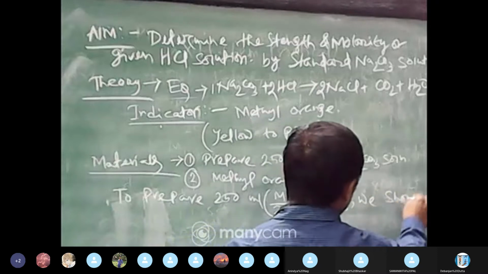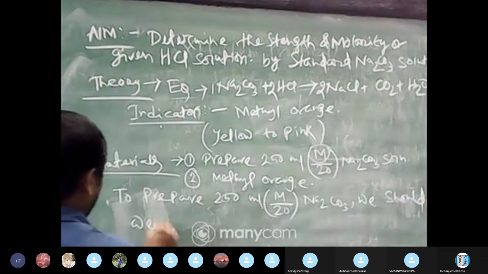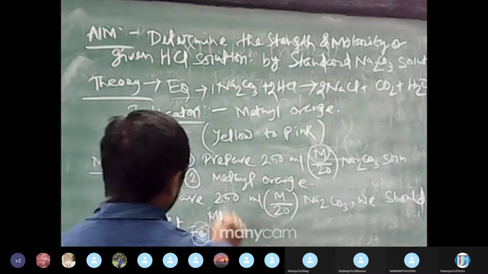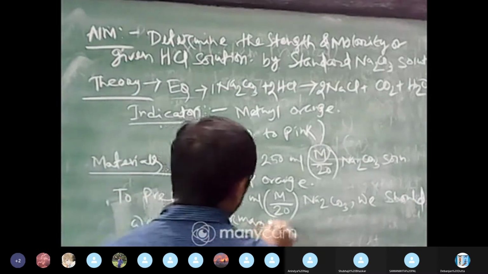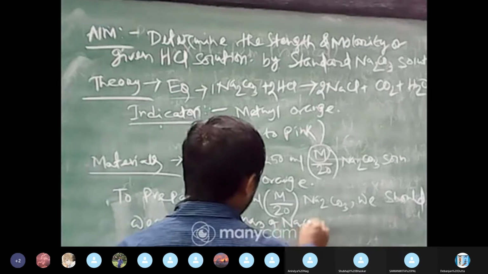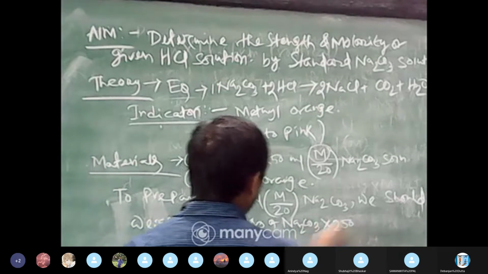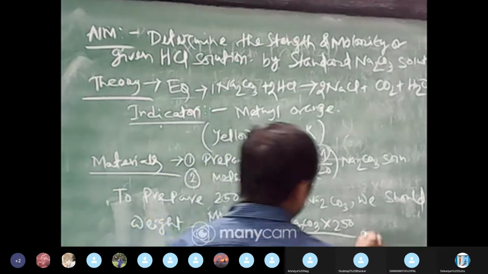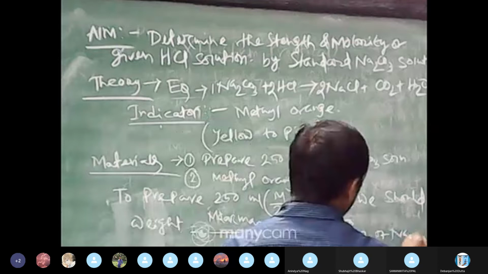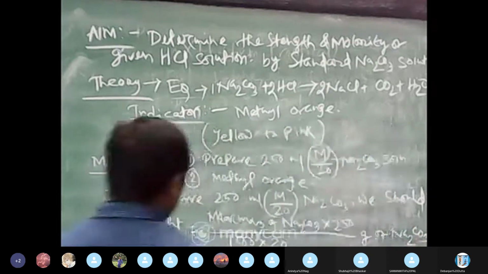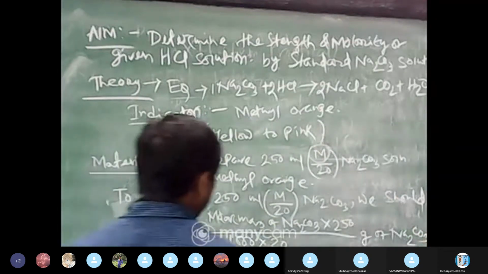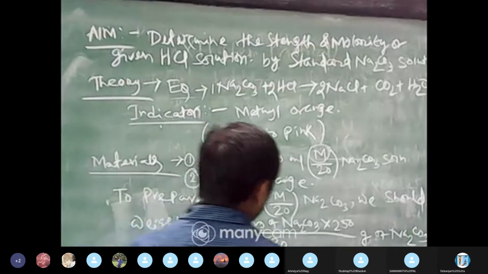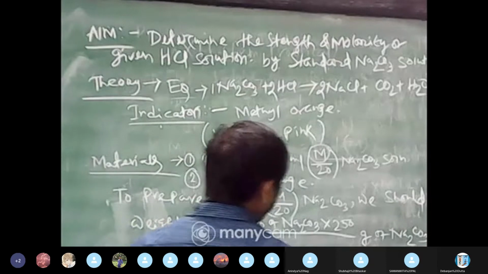we should weigh. This is equal to the molar mass of Na2CO3 into 250 divided by 1000 into 20 gram of Na2CO3. The molar mass of Na2CO3 is 106, so 106 into 250 divided by 1000 into 20. This is equal to 1.325 gram.